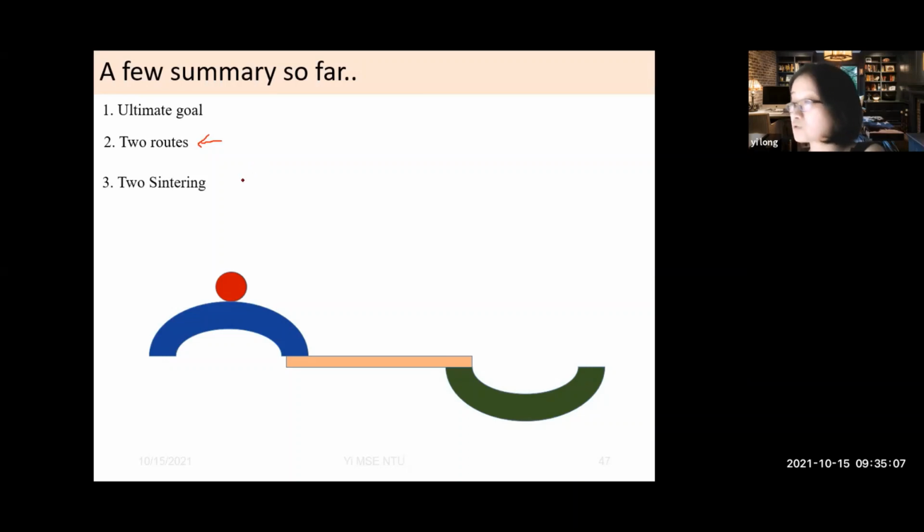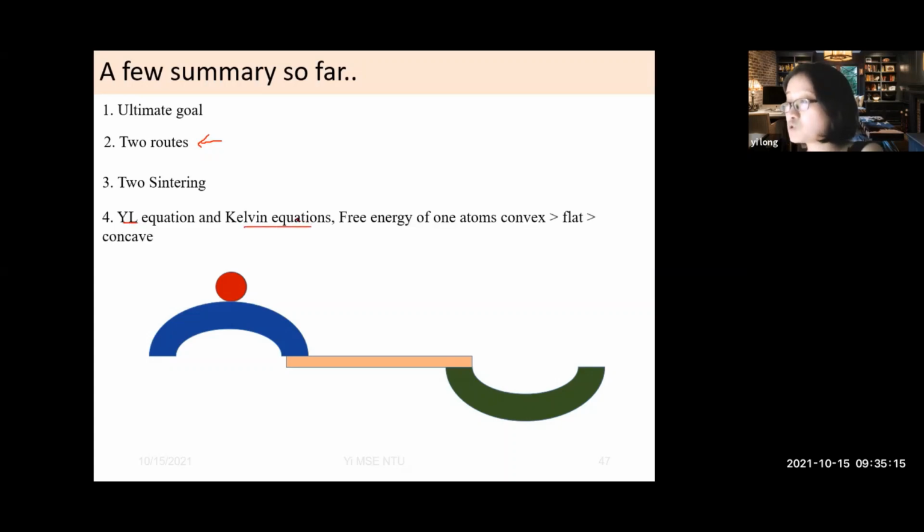And also there's two types of sintering. So there's solid sintering and liquid sintering. And also we learned the Young-Laplace equation and the Kelvin equation, because these two equations are very important to tell you where will this atom go. Okay, so the mechanism behind it is the atom will always go to the lower energy place. Okay, some people call it lower energy site. Okay, so no matter what, if you can overall reduce the total energy, so you are going to go forward.